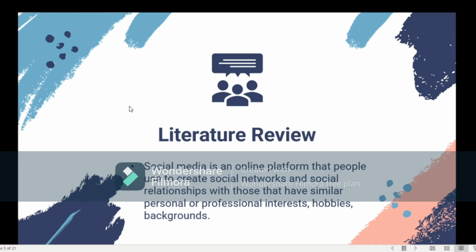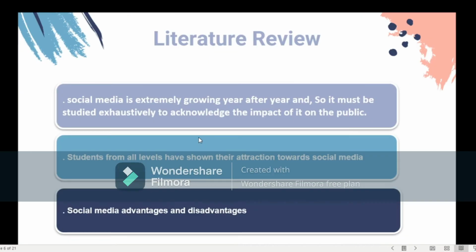The social media definition is an online platform that people use to create social networks and social relationships with those who have similar personas, personalities, professions, interests, and hobbies and backgrounds.